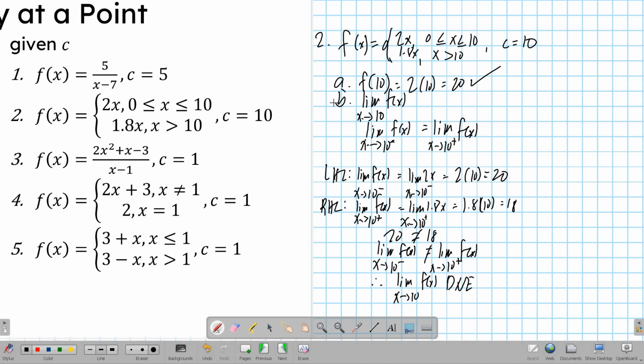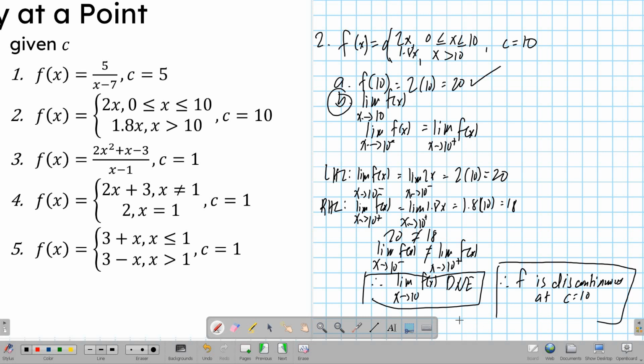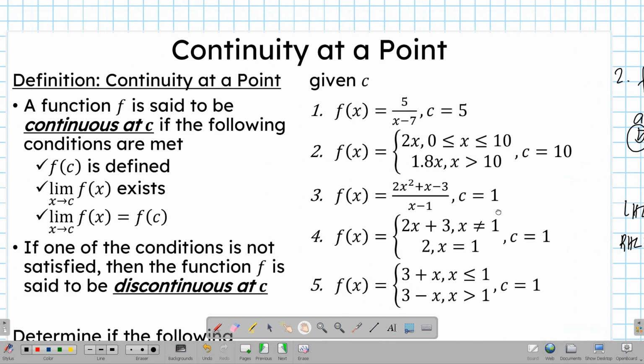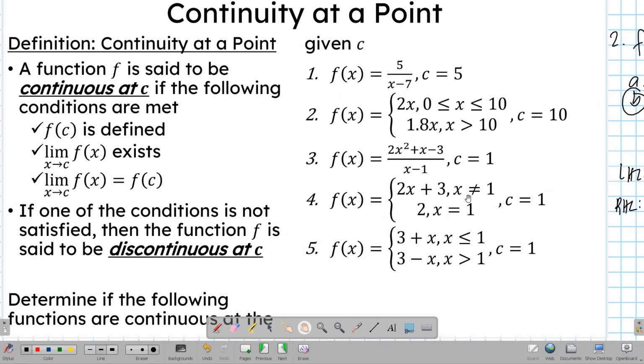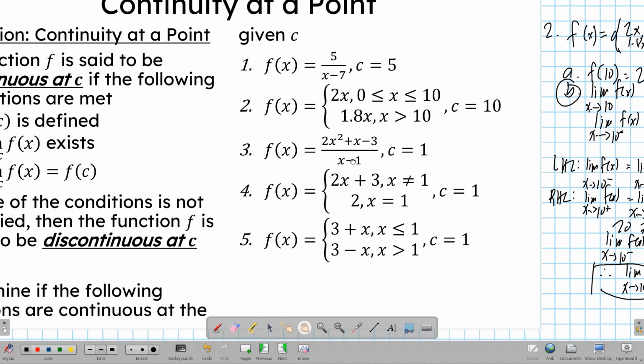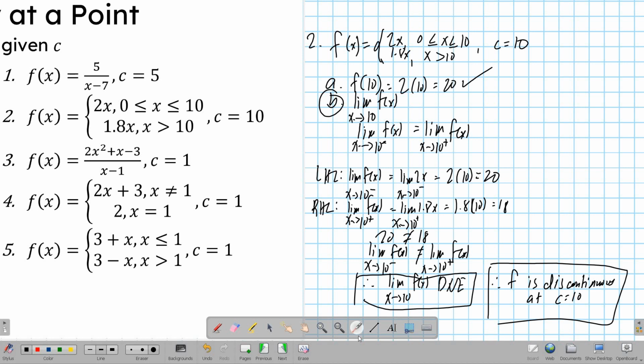And since the second rule is violated, the limit does not exist. Therefore, we say that f is discontinuous at c equals 10 or at x equals 10. It has to be that all three hold: f of c is defined, the limit of f of x as x approaches c exists, and the limit of f of x as x approaches c should be equal to f of c for the function to be continuous. Unlike here where the limit does not exist, hence it is discontinuous at c equals 10.